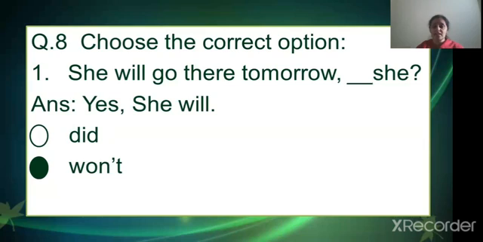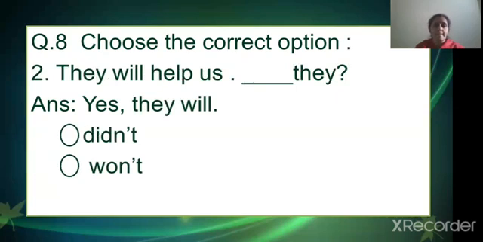Clear, children? The sentence is about an action that is going to take place tomorrow. And did means something that has already taken place. So that doesn't fit here. And the answer here is yes, she will. So the question has to be won't. Let's see the next one.